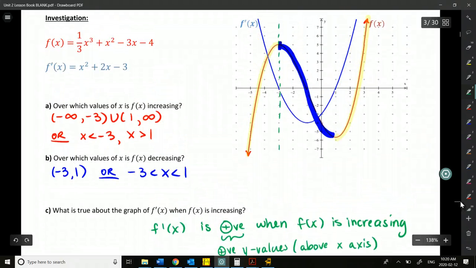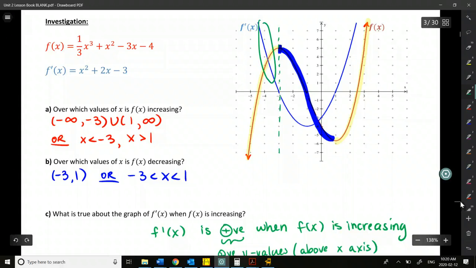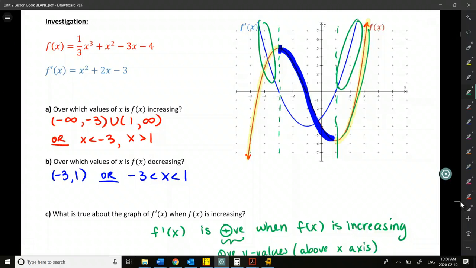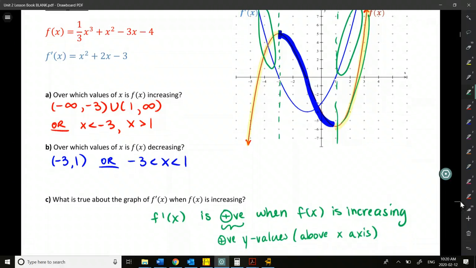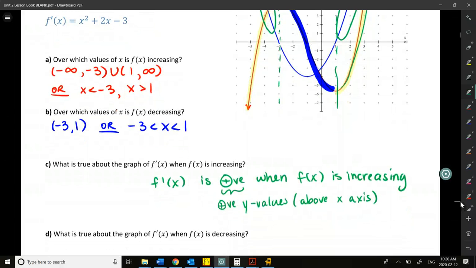We can see that in this section over here, and we can also see that in this section over here when we're increasing. f prime of x is in the positive section. I will just write positive for you.